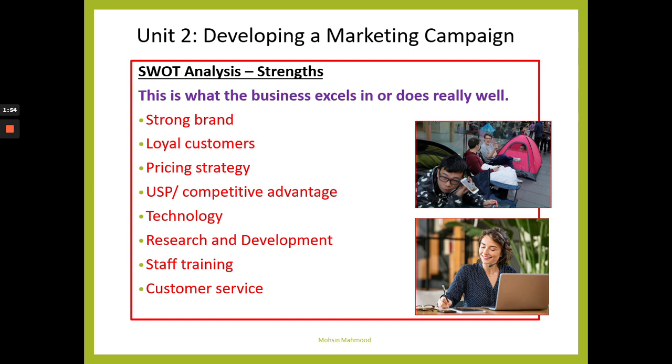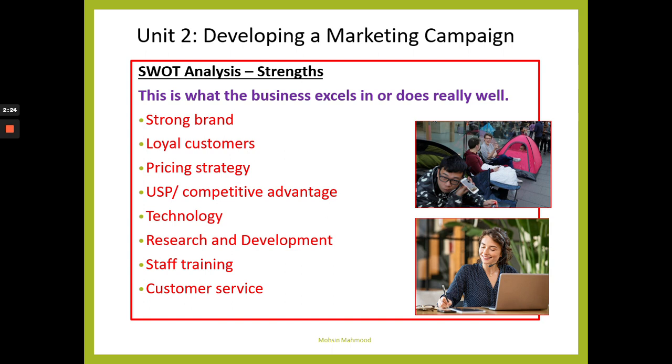Also, a pricing strategy could be a strength. Okay, so depending on what your product is and how you price your product, that could be a strength. People could like that. Okay, your customers could love the way you price your product. And very quickly, we have different pricing strategies. Some of them are psychological pricing, cost plus pricing, penetration pricing, and price skimming. Okay, these are some examples of pricing strategies.